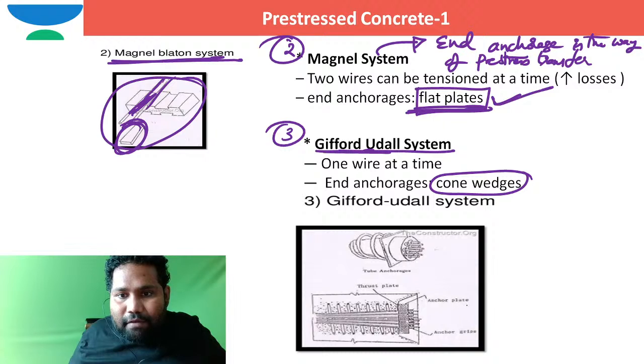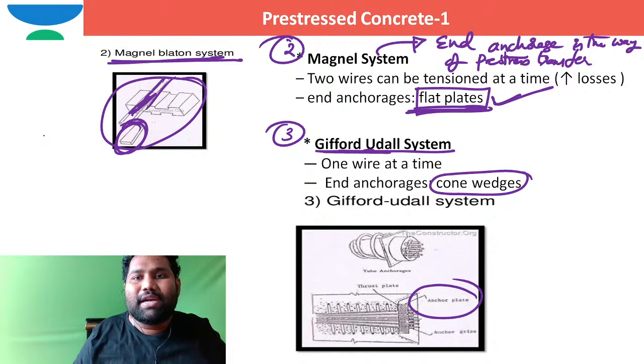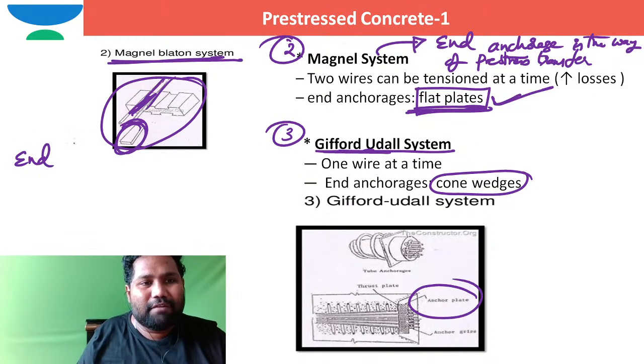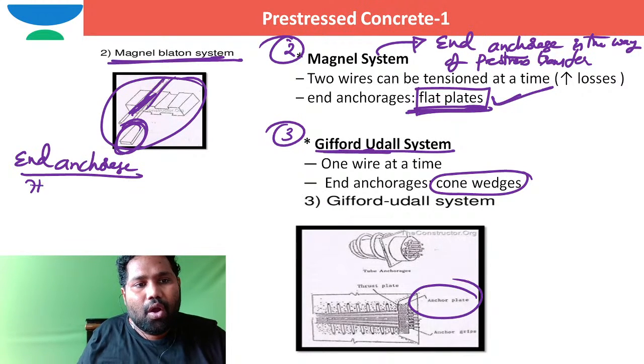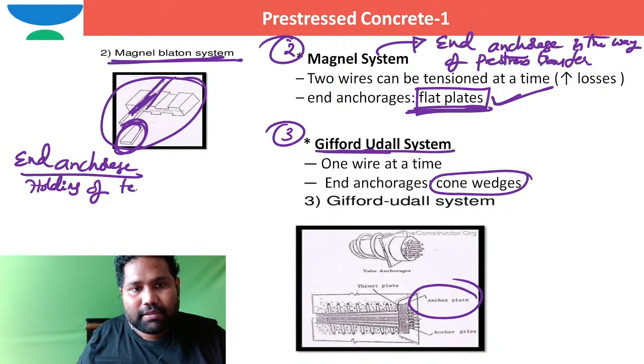With the help of these anchor plates and cone wedges, we are going to hold the tendons. Some people will ask, sir, what is this end anchorage? Let me define: end anchorage is the holding of tendons or wires.